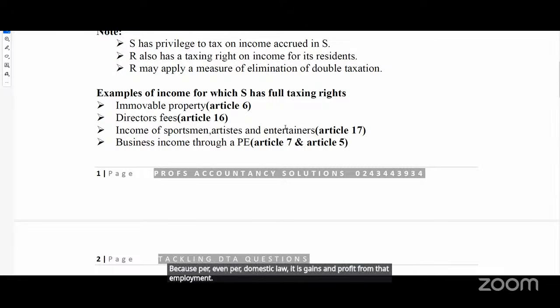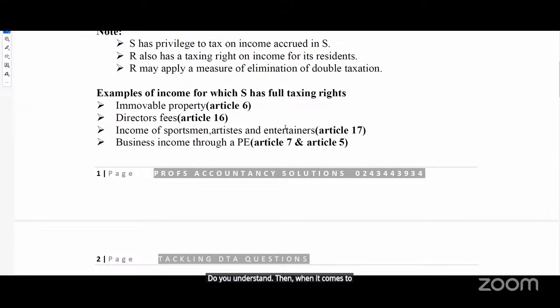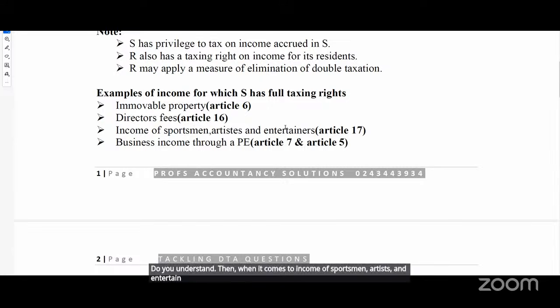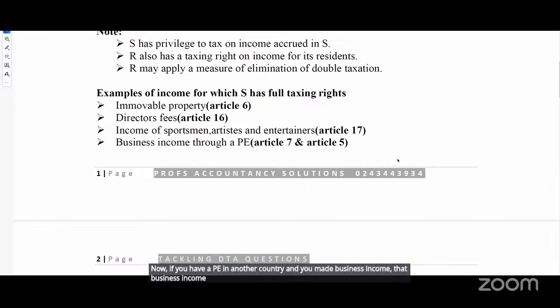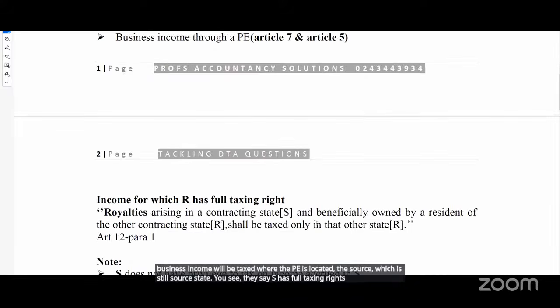Do you understand? Then when it comes to income of sportsmen, artists, and entertainers under Article 17, they are also taxed in the state of performance, which is the source state. Source simply means where the money arose. Makes sense? Same rule. Now, if you have a PE in another country and you made business income, that business income will be taxed where the PE is located, which is still the source state. You see, the same S has full taxing rights. Do you get it?